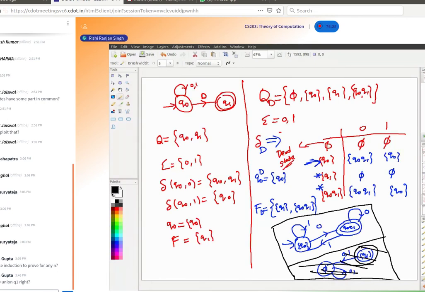Correct. {Q0, Q1} is the one way of expressing that both Q0 and Q1 are together. That's all you can say.